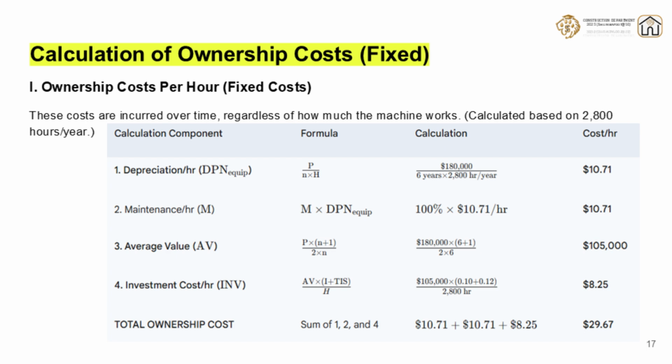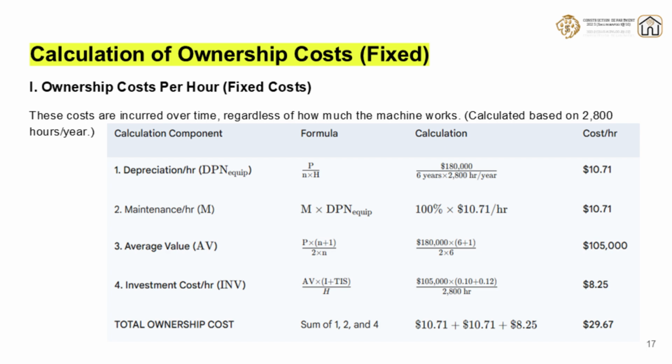The ownership costs are fixed expenses, incurred regardless of machine usage. First, we calculate the hourly depreciation based on the equipment cost, useful life, and annual operating hours, which comes out to $10.71 per hour. The maintenance cost is set at 100% of the depreciation, matching it at $10.71 per hour. Next, we calculate the average value of the machine, which is $105,000. This value is used to calculate the investment cost, which covers interest and TIS, taxes, insurance, and storage.